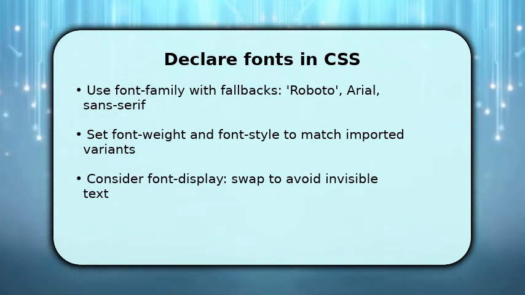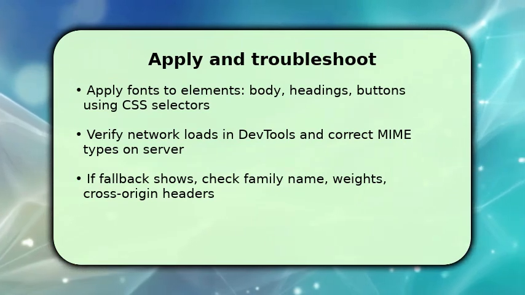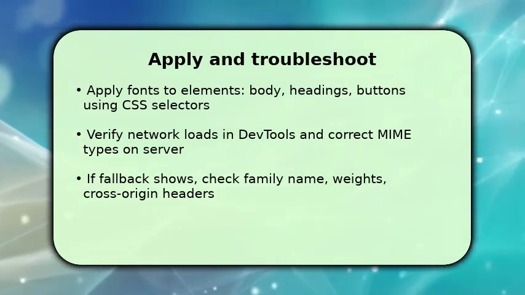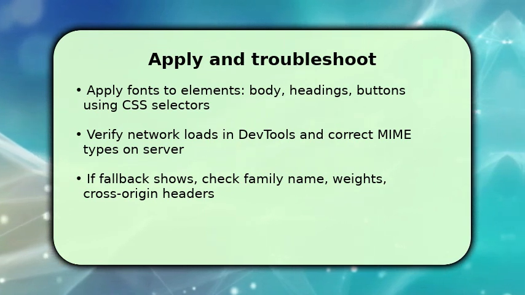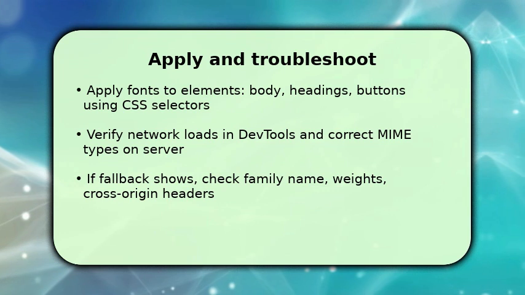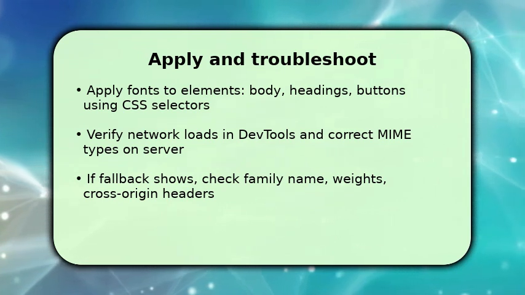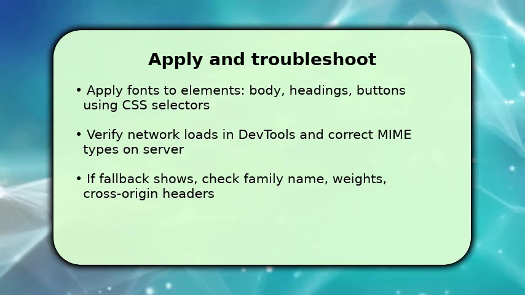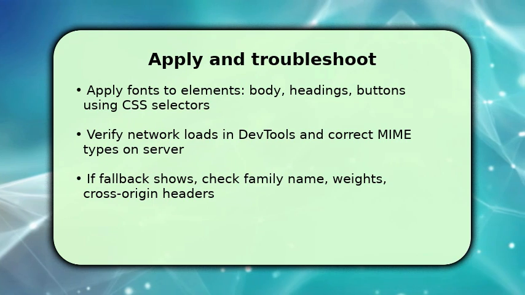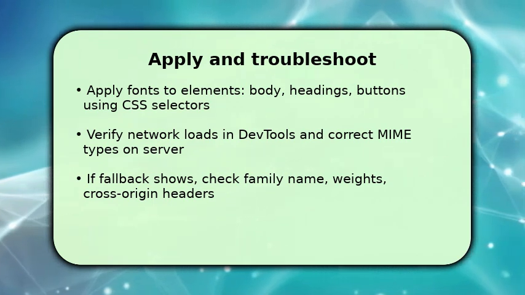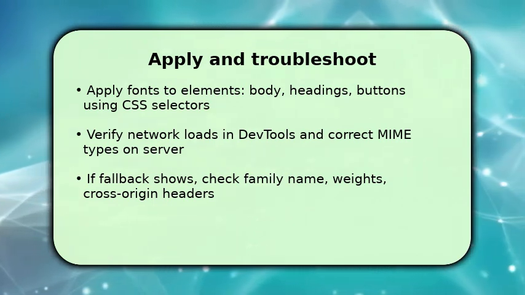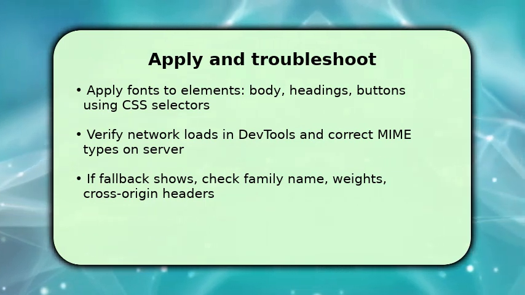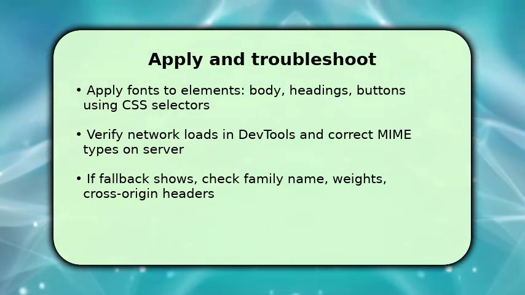Finally, apply your fonts across the site by assigning them to body, headings, or utility classes so styling is consistent. Once applied, open DevTools to confirm font files are loading and that they return 200 with correct MIME types. If you see a fallback font instead, check that the family name exactly matches, that you imported the weights you use, and that cross-origin headers, CORS, or font display settings aren't blocking them. One troubleshooting tip: enable network throttling to replicate slow loads and verify font display behavior.